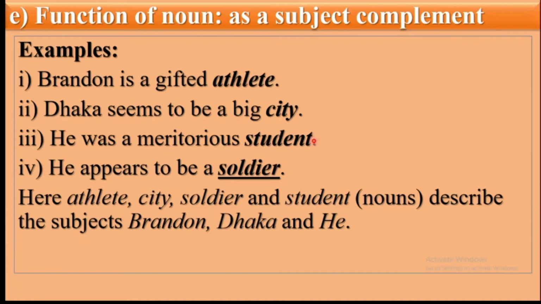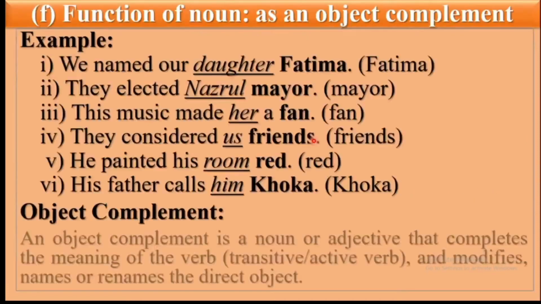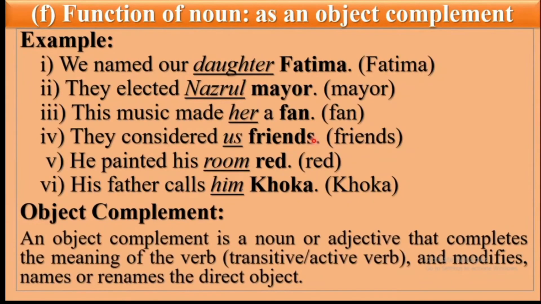Here, all four subject complements, that is athlete, city, student and soldiers, are names and they are describing their subject as subject complements. Functions of noun as an object complement.